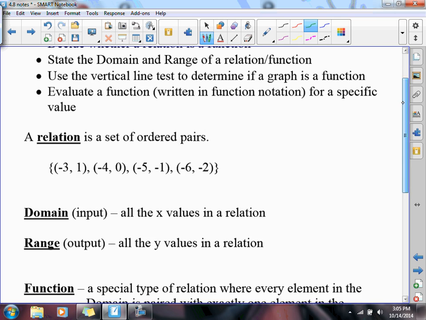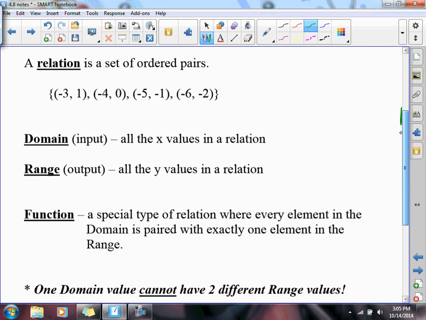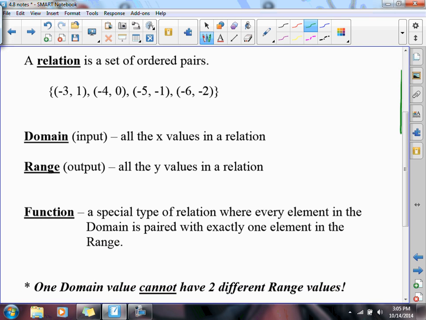So first we need to talk about what a relation is. And a relation is just a set or a group of ordered pairs. And usually the ordered pairs will all be listed and they'll all be inside big, curly brackets. Now, sometimes that relation has a special relationship, which classifies it as a function. So we'll talk about that in a moment.